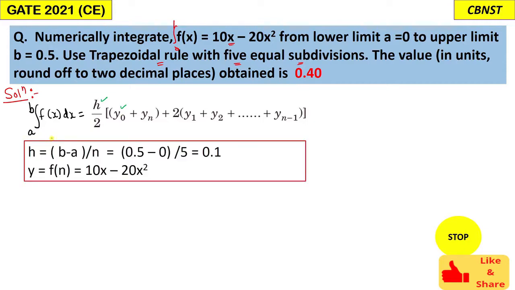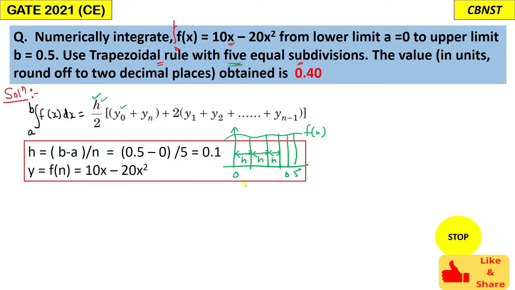So to find h, we have the formula (b minus a) upon n. And you know that h is actually the interval length, or the sub-interval length. Let's say we have this function f of x, and this is 0, and this is 0.5. We are actually dividing it into 5 intervals, 1, 2, 3, 4, and so on. And what is this h? h is this interval length, and this h is equal for all the sub intervals. So this is the h.